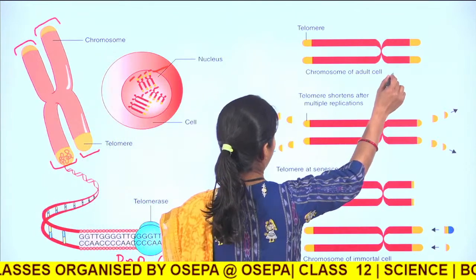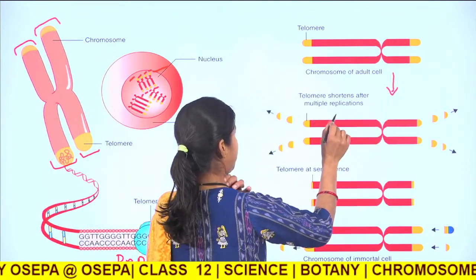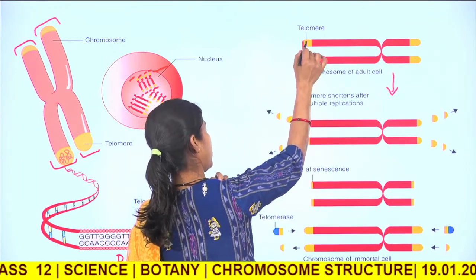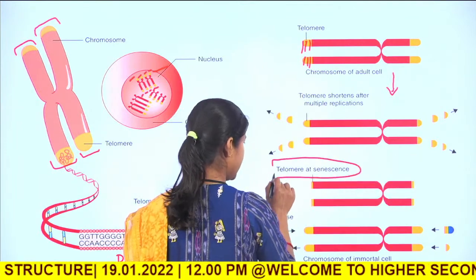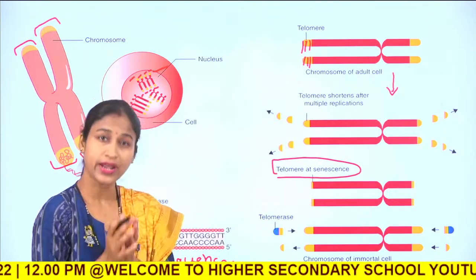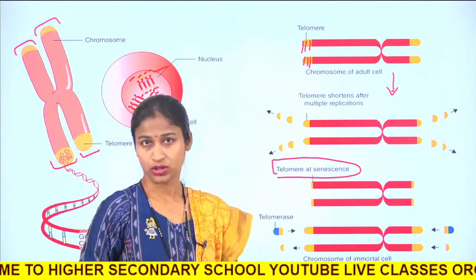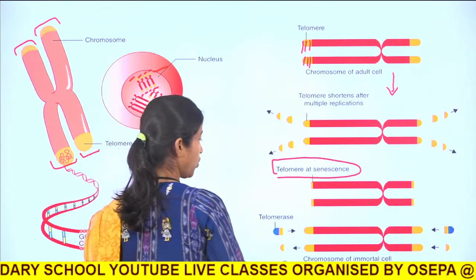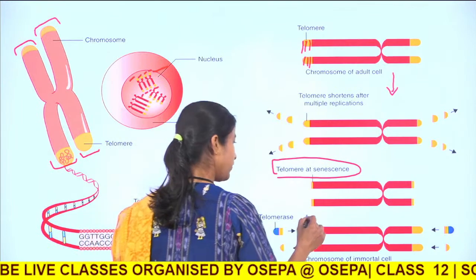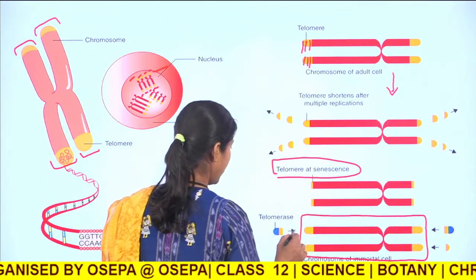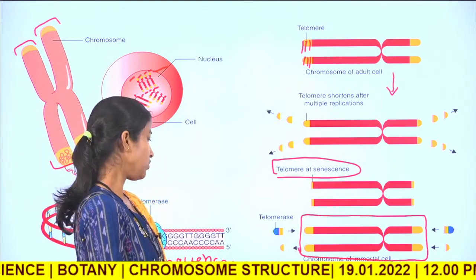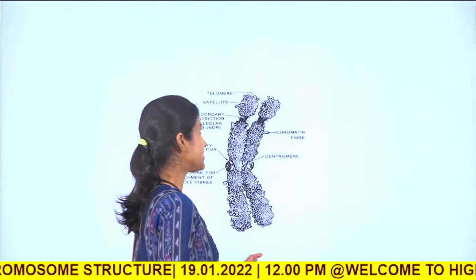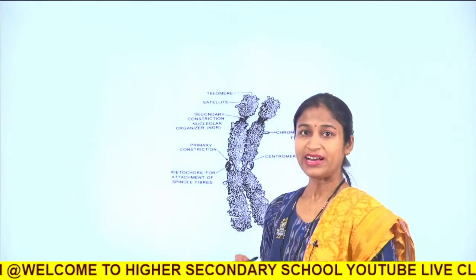Now here, the chromosome of an adult cell shortens after multiple replications. Like this it shortens, and finally at the senescence stage you will find almost no telomeres or very short telomeres. Now it cannot divide further. The chromosome of an immortal cell always remains intact by an enzyme known as telomerase. Now this is the telomeric end. Again, this is another electron micrograph structure of a metaphase chromosome.